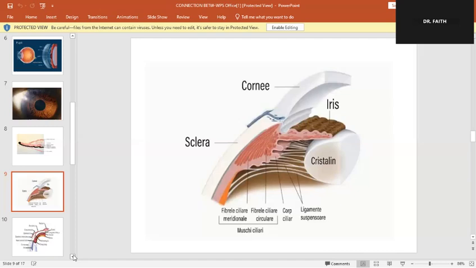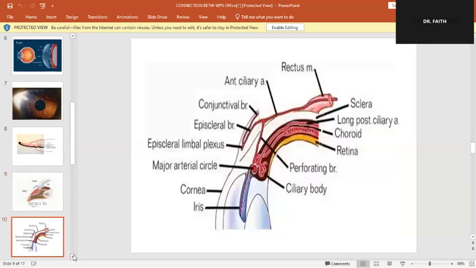We want to look at this anatomical structure as a means of supplying blood into the internal organs of the eye. You can now go to the next slide.